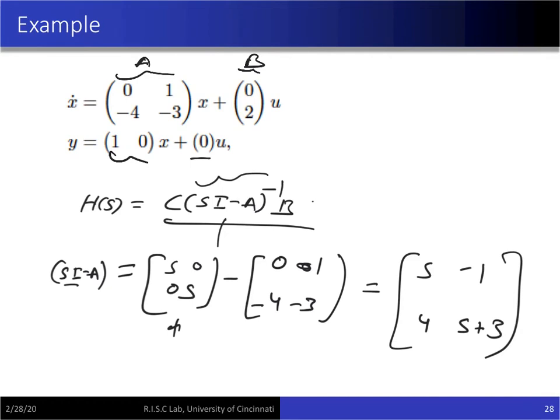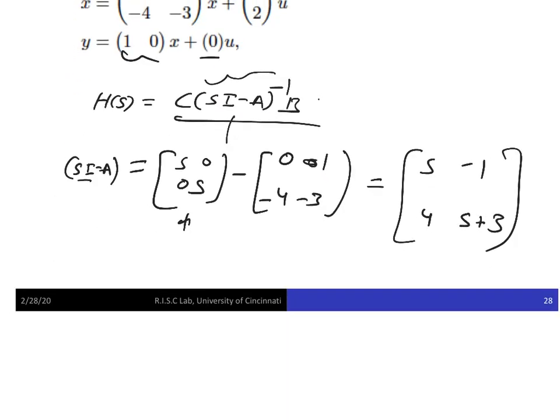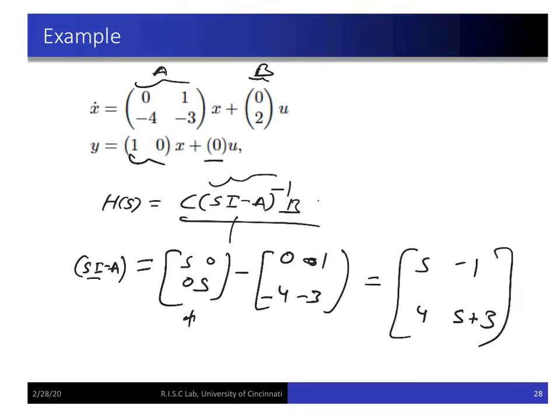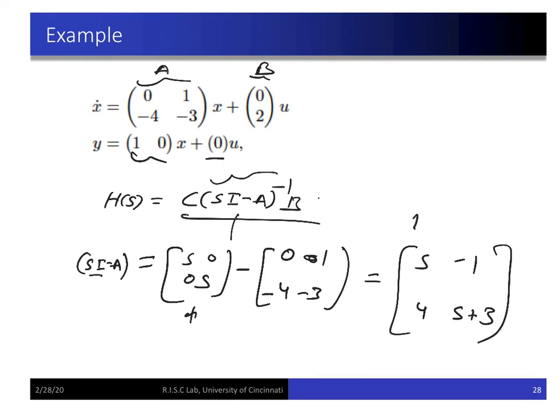Now you have to find the inverse of it. How do you find the inverse of a 2 by 2 matrix? Anybody? Yeah, 1 over the determinant. How do you find a determinant? AD minus BC. Guys, I will literally be asking in the midterm: invert a 2 by 2 matrix, find an eigenvalue of this matrix, find an eigenvector of this matrix.